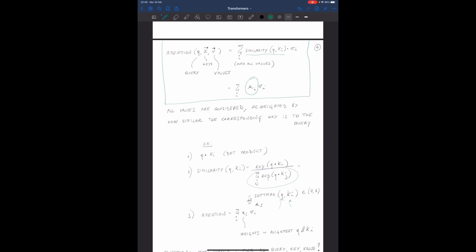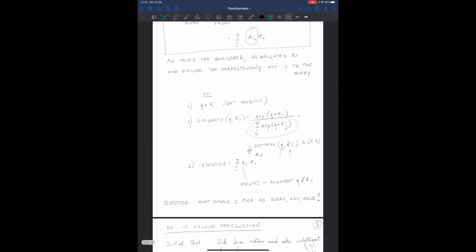Finally, we have our attention as the weighted sum of all the values weighted by this a_i, and this a_i are weights that basically are computing the alignment between the external query and the keys. That's the idea. So now we have one question. One question could arise at this point. What should I pick as my query, my key, and my value?